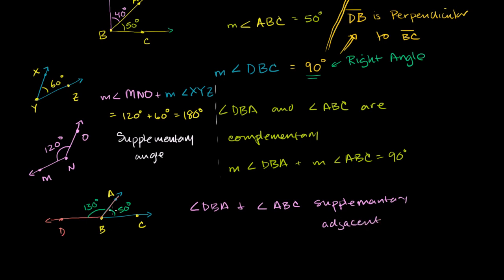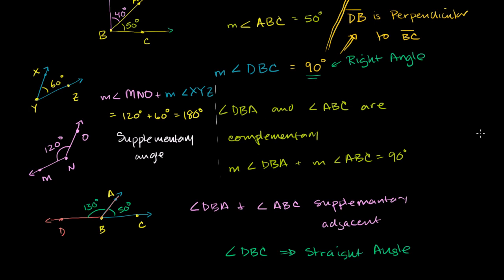Because they're supplementary and they're adjacent, if you look at the broader angle, the angle formed from the sides that they don't have in common, angle DBC, this is going to be essentially a straight line, which we can call a straight angle. So I introduced you to a bunch of words here, and now I think we have all of the tools we need to start doing some interesting proofs.